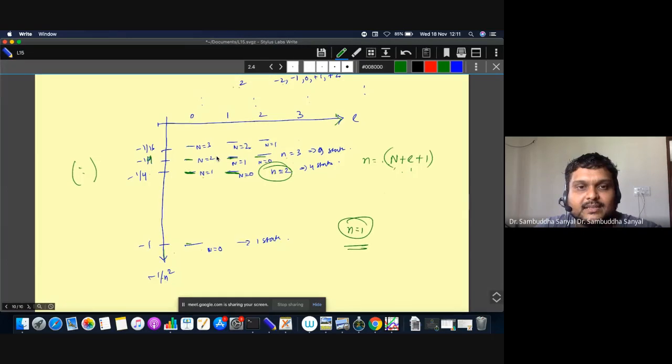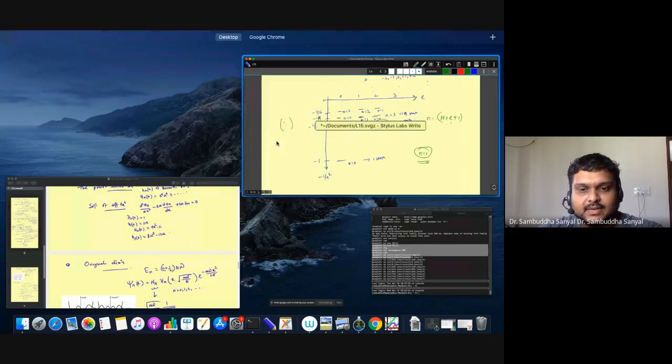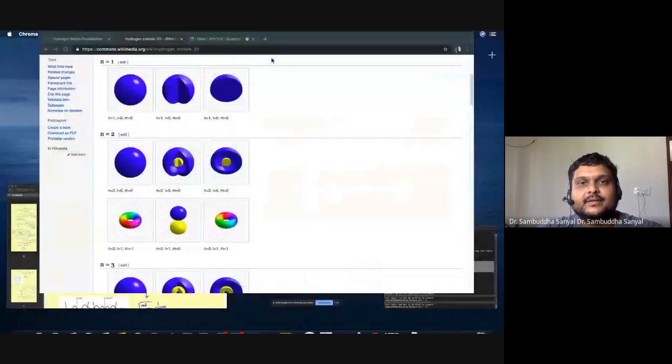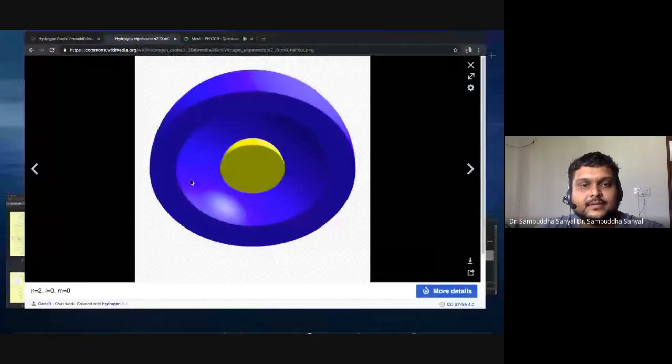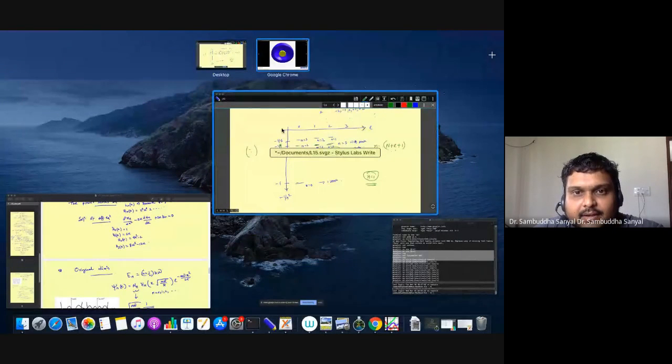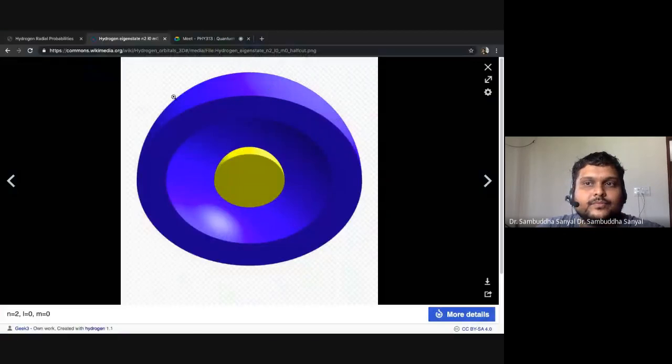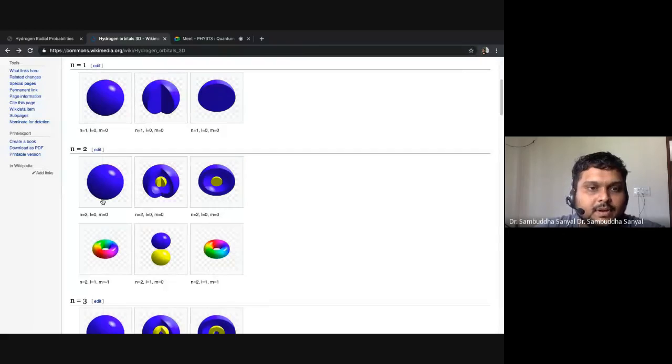So let's look at this plot, the plot of L equal to 0 and 1 at n equal to 2. Let's see how they look. We are looking at L equal to 0 and L equal to 1 for n equal to 2.